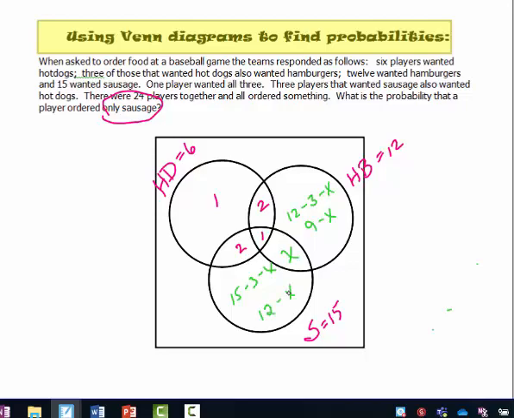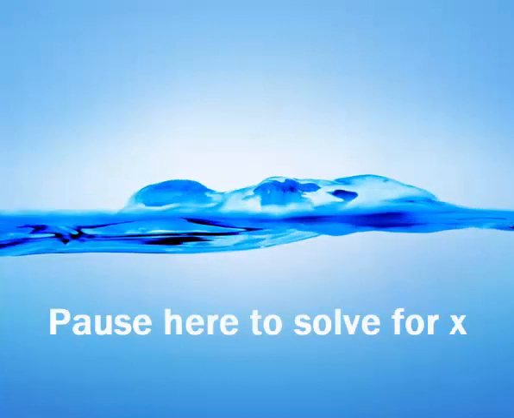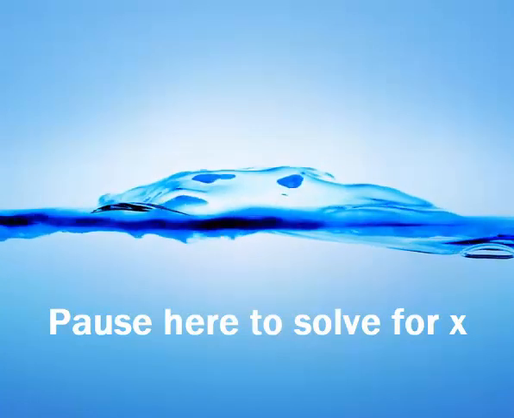I know there were how many players altogether? 24. So all of these sections have to add up to 24. Why don't you pause here and see if you can solve for x?